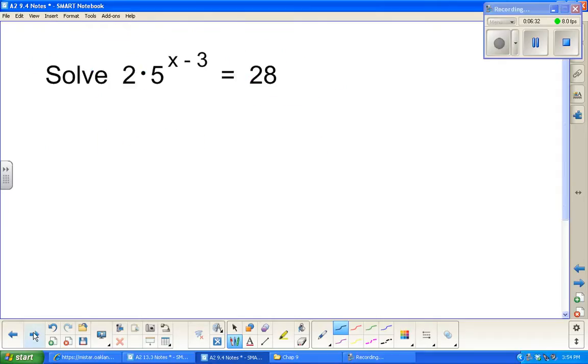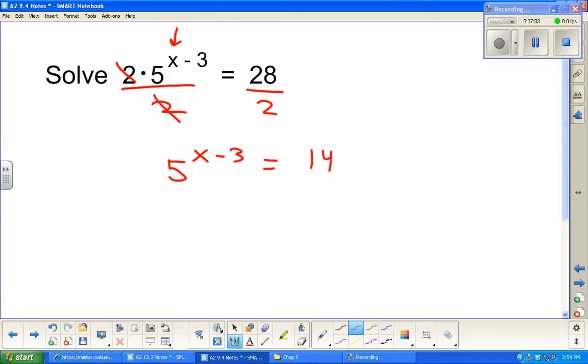Okay, next problem here. Another one where our variable is built into the exponent somewhere. So when you see that, that should be your clue. We're trying to solve for an exponent. We're going to have to somehow use logarithms. So let's see what we can do. Let's get the variable by itself as much as we can. That 2 sitting out front there needs to get divided out first. If we divide both sides by 2, we'll have 5 to the x minus 3 power now equals 14.